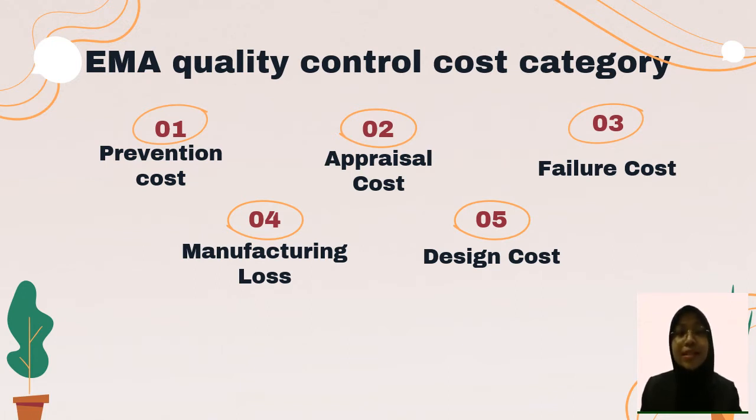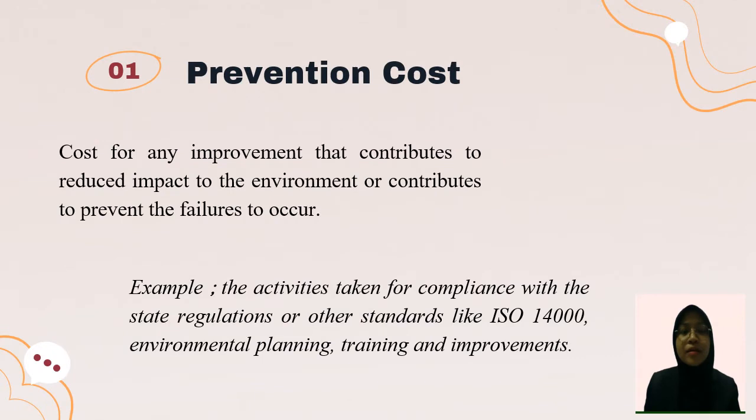First is prevention cost. Next is appraisal cost. And third is failure cost. And the next two cost categories would be environmental hidden costs. That is manufacturing loss, and lastly, design cost. And now I will continue to explain the EMA quality control cost categories one by one.